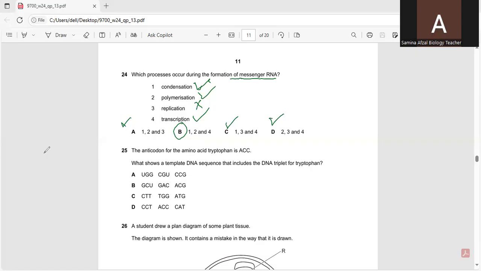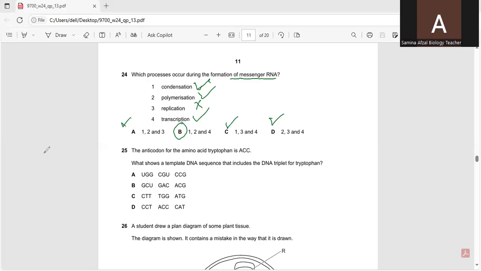The anticodon for the amino acid tryptophan is ACC: adenine, cytosine, cytosine. So that shows a template DNA sequence that includes the DNA triplet for tryptophan. So we have to show a triplet. So uracil, guanine, guanine. This is the first option which they have given.